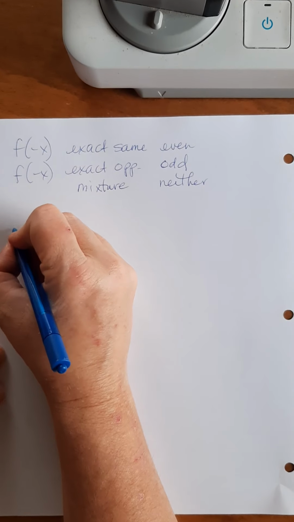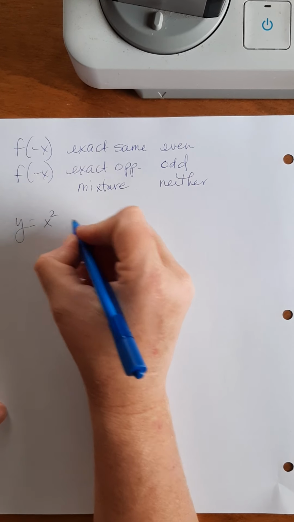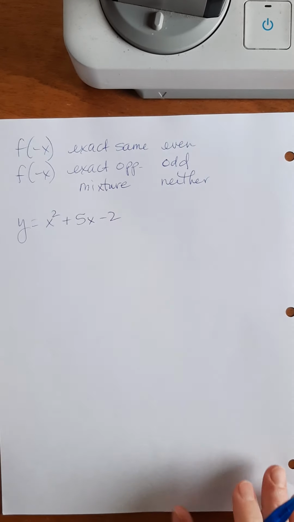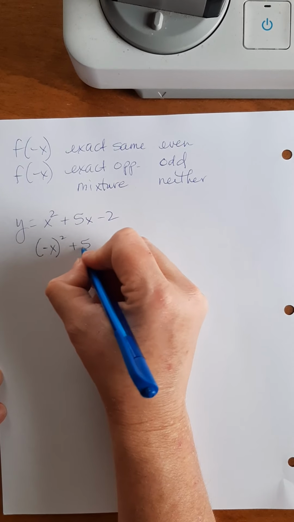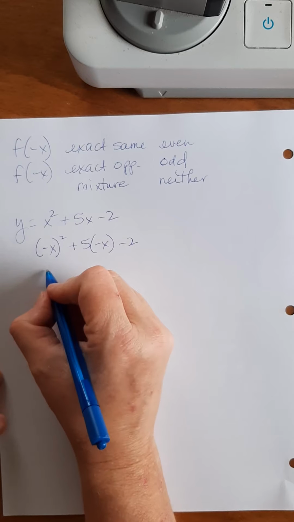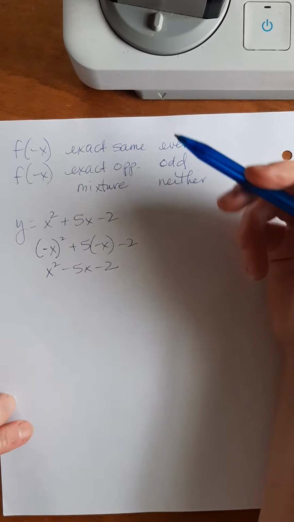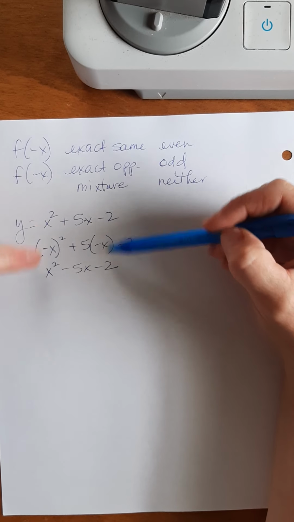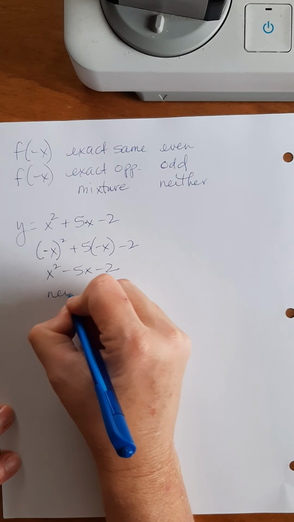So if I had, let's say, y equals x squared plus 5x minus 2. If I replace every x with a negative x, let's see what happens. Here we get positive x squared again. Here we get negative 5x minus 2. So notice how when we compare, those are the same, but that one's the opposite, so neither.